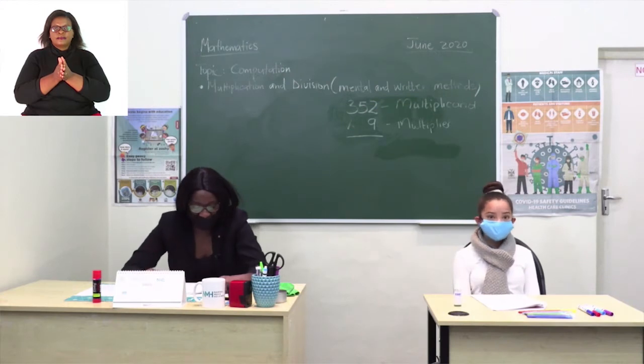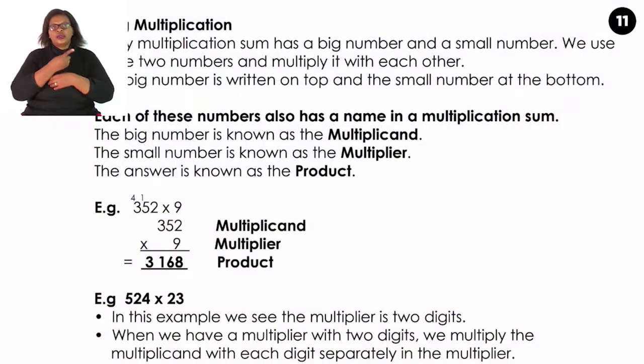Yes, boys and girls, let's quickly go on page 11 with long multiplication. Every multiplication sum has a bigger number and a smaller number. We use these two numbers and multiply them with each other. The bigger number is written on top and the smaller number at the bottom. Each of these numbers also has a name in a multiplication sum. The bigger number is known as the multiplicand, and the smaller number is known as the multiplier. And the answer is known as the product.